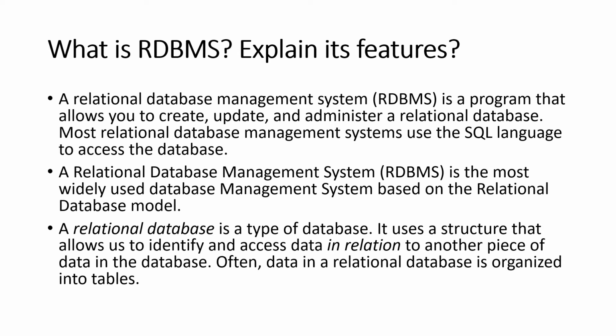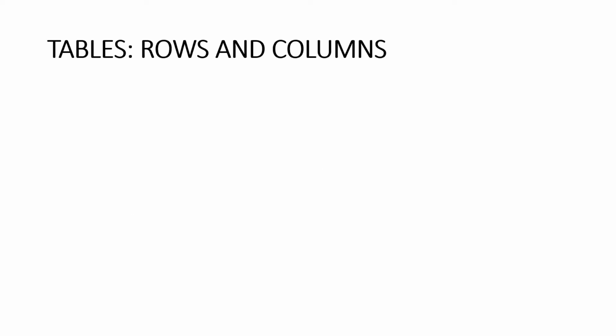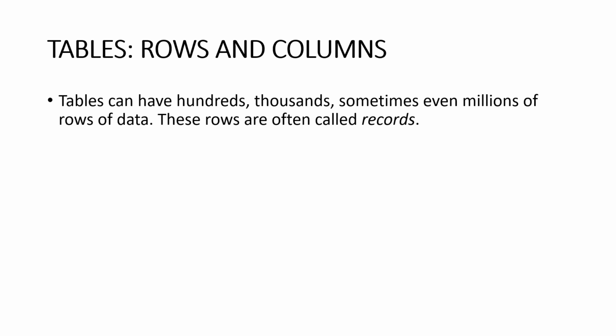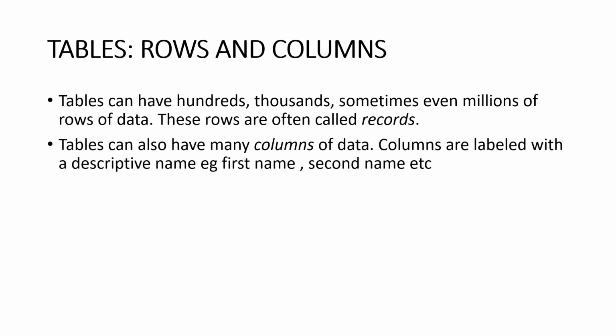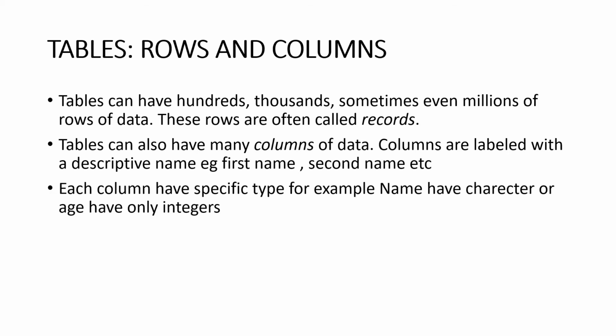So first we will talk about the table and its features, for example rows and columns. A table can have hundreds of thousands, even millions of rows of data. These rows are often called records. So we store our data in tables, and tables have columns and rows. Tables can also have many columns of data. Columns are labeled with a descriptive name, for example first name, second name. This is called a column. Each column has a specific type. For example, the name column has characters, and the age column only accepts integers.